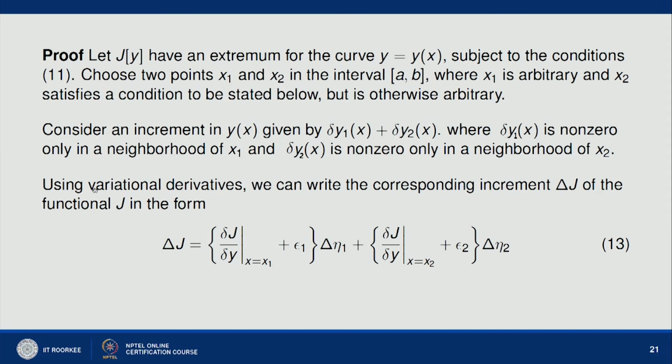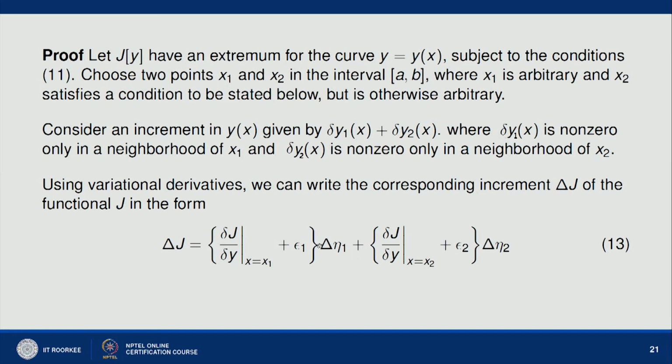So using variational derivative, let us see how we can write this in terms of mathematical symbols. We can write the corresponding increment delta J of the functional J in this form. Here delta J is given as delta J by delta y at x equal to x1, times epsilon 1 delta eta 1, plus delta J by delta y at x equal to x2, times epsilon 2 delta eta 2. If you remember, they only change in the neighborhood of x1 and in the neighborhood of x2. So here delta J is given in terms of the variational derivative at the points x equal to x1 and x equal to x2.